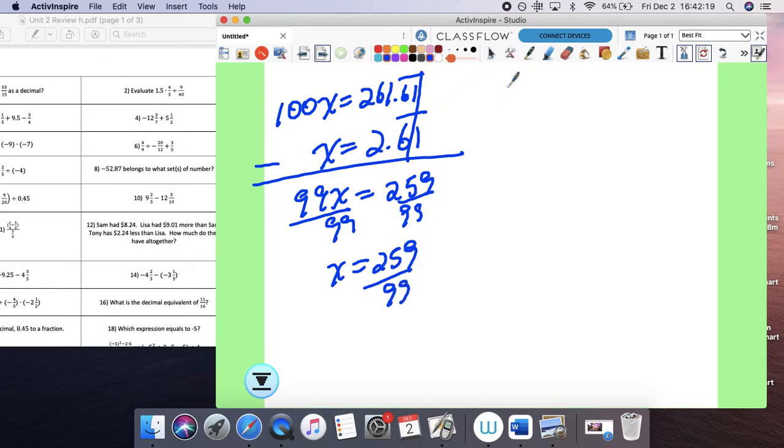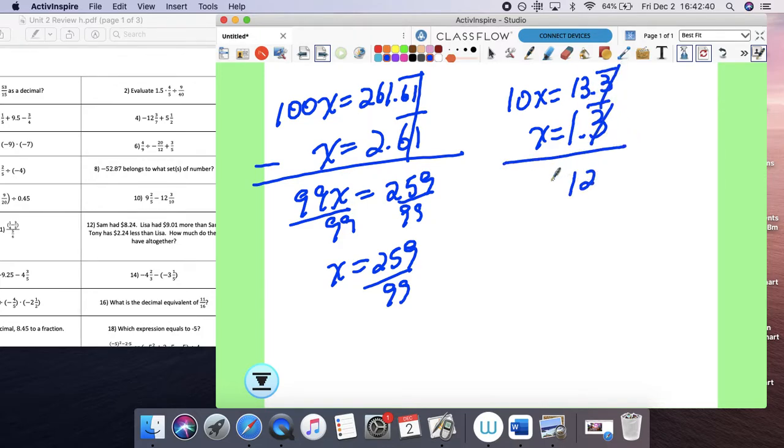And then find the difference. Let's find the difference between 2.61 repeating and 1.3 repeating. So let's find out what 1.3 repeating is. 1.3 repeating. That x equals that. Multiply both sides by 10. And the other side becomes 13.3 repeating. That and that goes away. 13 minus 1 is 12.